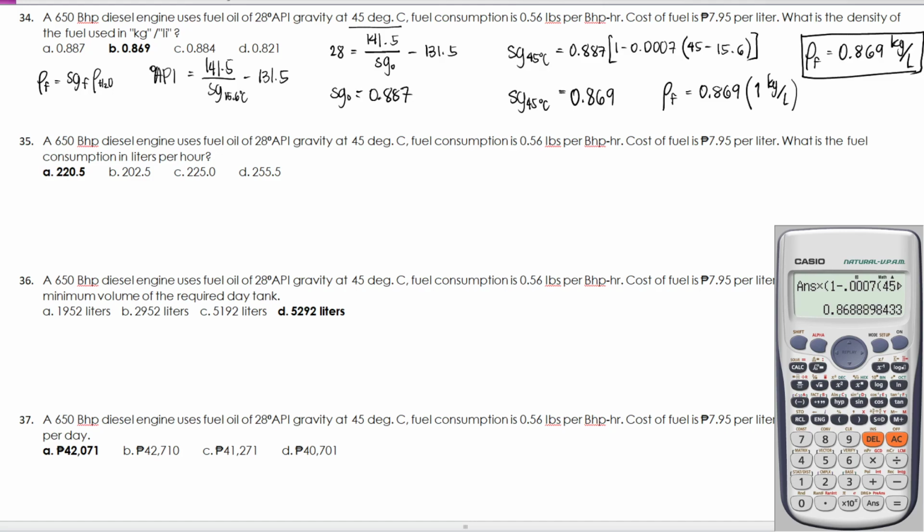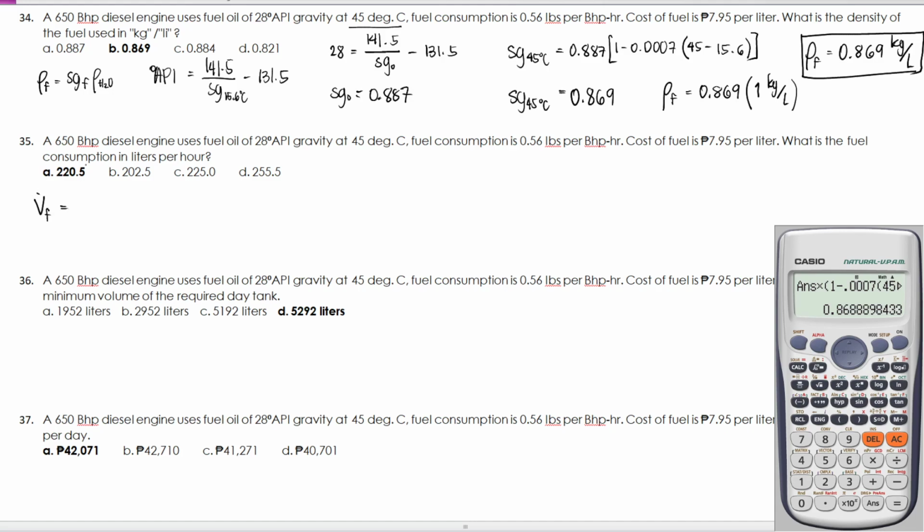The next problem. So actually, itong next problem natin hanggang problem number 37 yata ay continuation ng problem na ito. Okay? So yung nakuha natin dito ay number 34, magagamit natin yan hanggang dito kay number 37. So for number 37, so same given, ganun pa rin. Ang hinahanap is the fuel consumption in liters per hour. So in liters per hour, ibig sabihin that is volume flow rate naman.